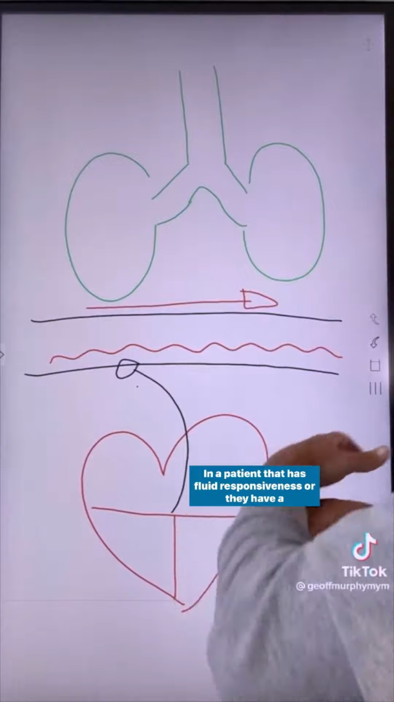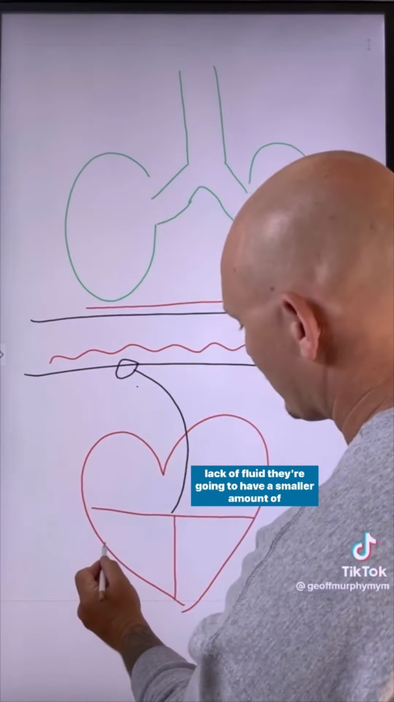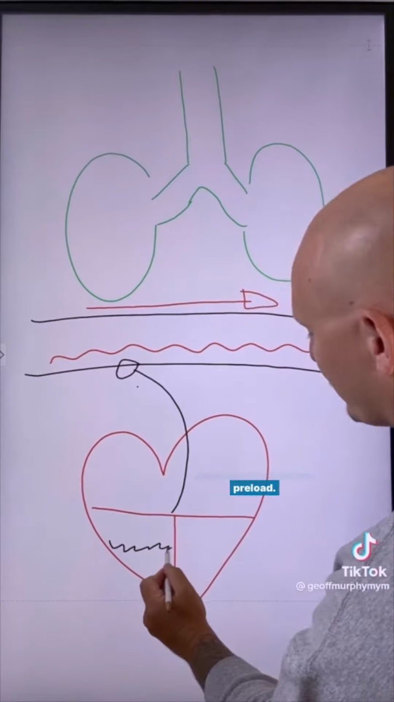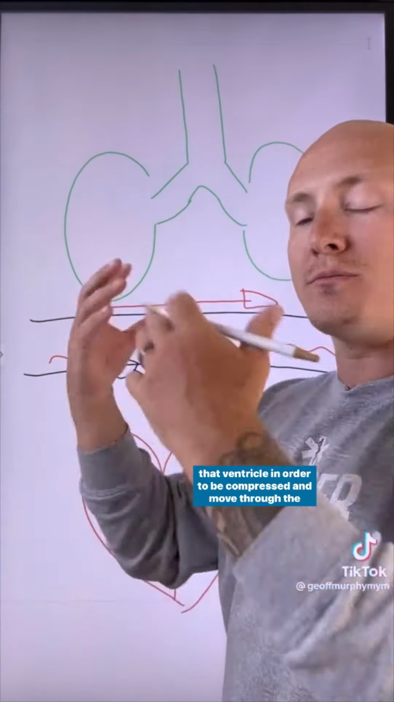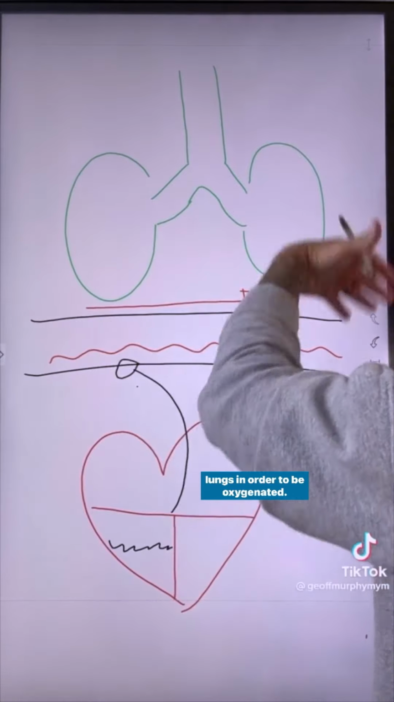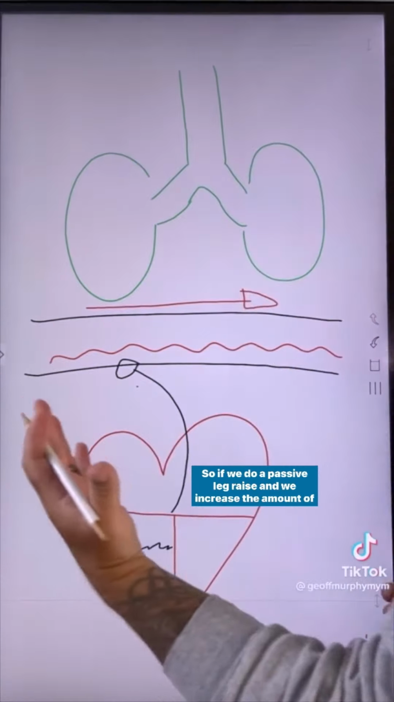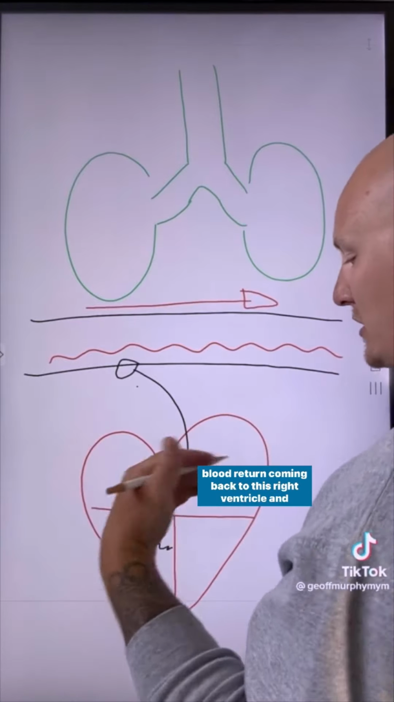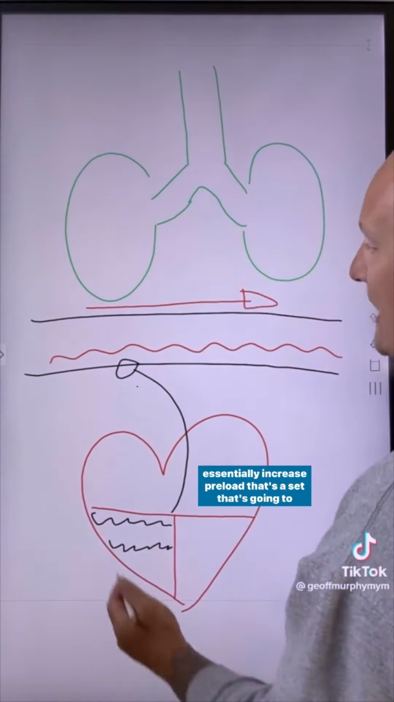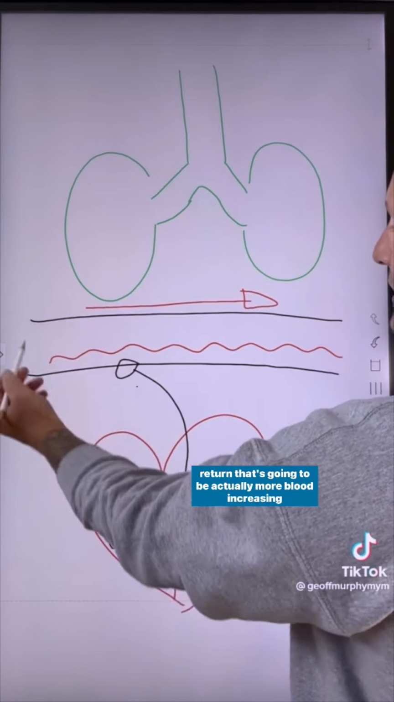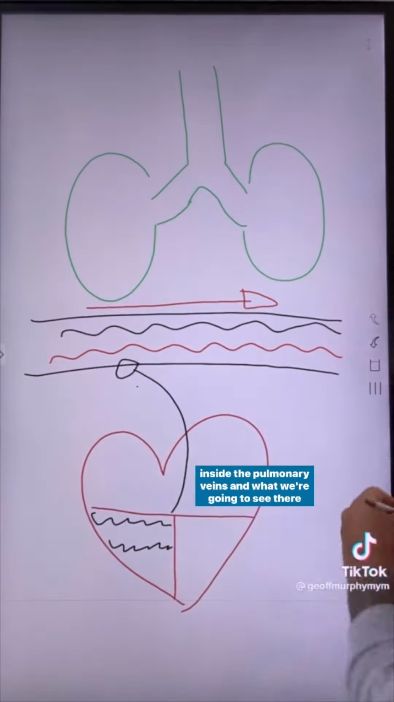In a patient that has fluid responsiveness, or they have a lack of fluid, they're going to have a smaller amount of preload. They're going to have less fluid that's returning back to that ventricle in order to be compressed and move through the lungs in order to be oxygenated. So if we do a passive leg raise and we increase the amount of blood return coming back to this right ventricle and essentially increase preload, that's going to be actually more blood increasing inside the pulmonary veins.